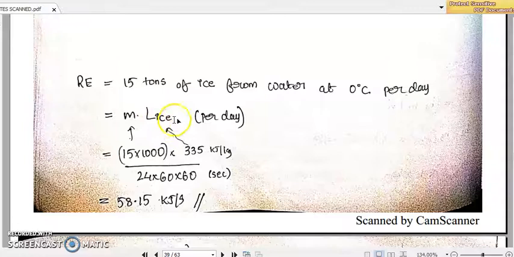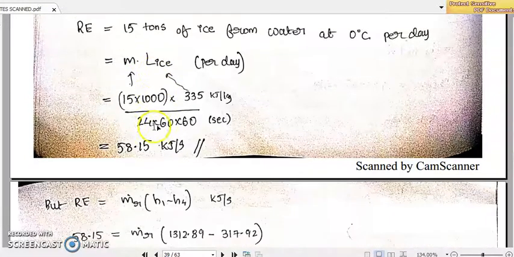Here there is no sensible heat transfer, only latent heat transfer, because the water was also at 0 degrees Celsius initially and is producing ice also at 0 degrees Celsius. There is no temperature difference, only latent heat transfer is happening here. So that is why we can write this refrigeration effect as the total mass of the ice or total mass of water involved, times the latent heat of fusion of ice or latent heat of melting of ice. Both are same.